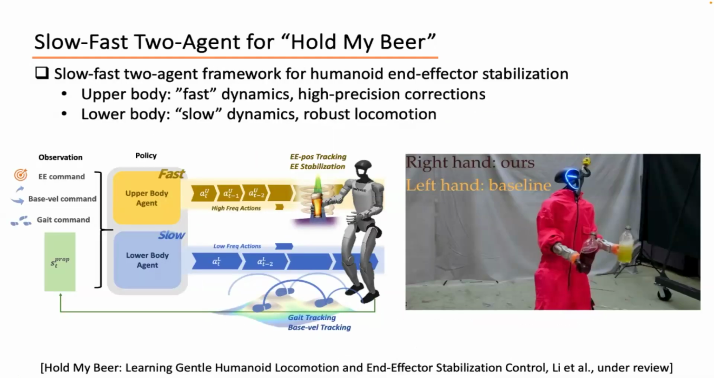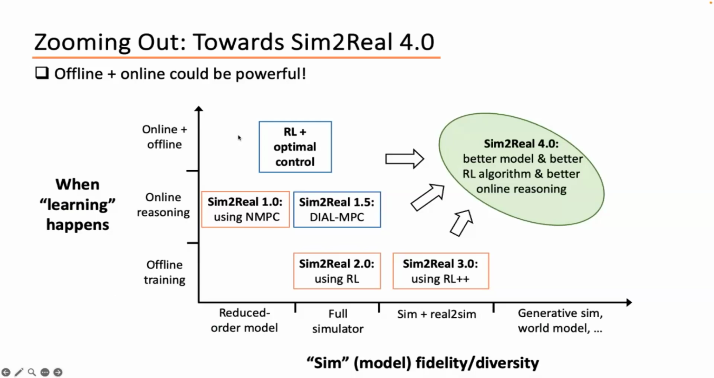We add structure to reinforcement learning. We do real to sim. Okay, last slide, I think. I just want to zoom out a little bit. I think everything I presented so far can be summarized on two axes, for all the Sim2Real work.